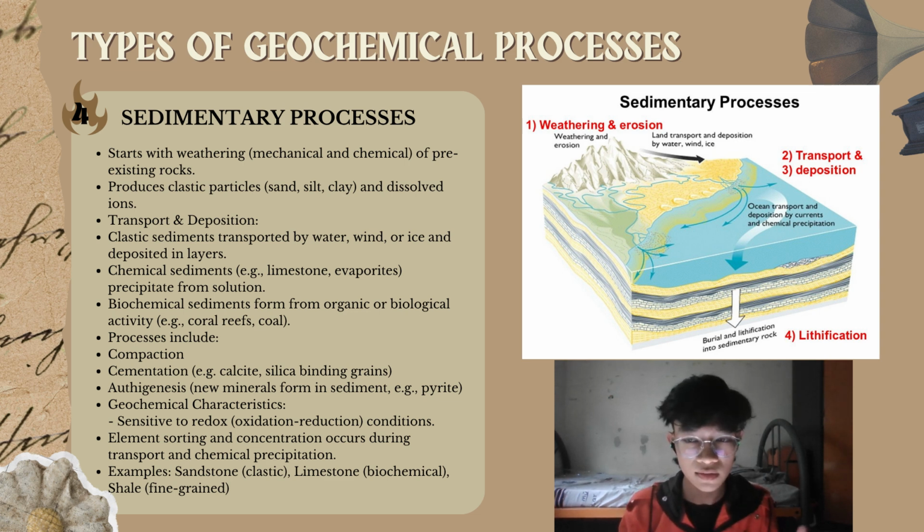Once deposited, these sediments undergo compaction and cementation, where minerals like calcite or silica bind the grains together. Another process called authigenesis involves the formation of new minerals within the sediment itself, such as pyrite. So geochemically, sedimentary processes are very sensitive to redox conditions. That means the presence or absence of oxygen can affect the minerals that form. So during transport and precipitation, element sorting and concentration also take place.